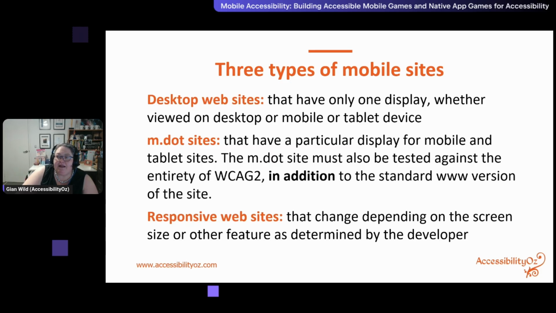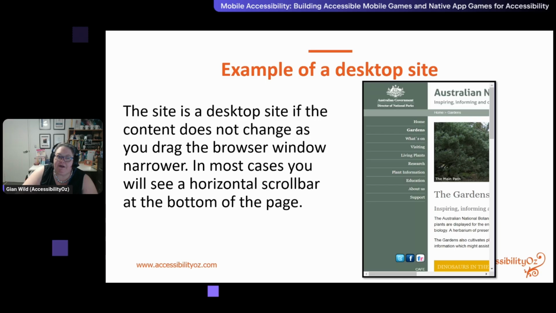So this is an example of a desktop site, and basically what you can do is if you drag the browser window smaller, you can see nothing really changes, it just gets smaller. And so it's not very common to have desktop sites anymore, but they do occur.